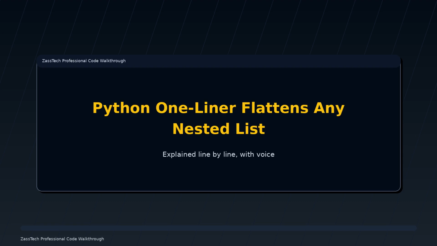Most developers write 20 lines to flatten nested lists. This one-liner does it in seconds using recursion and comprehensions. No libraries, no extra imports.